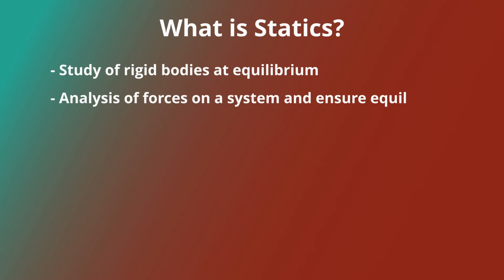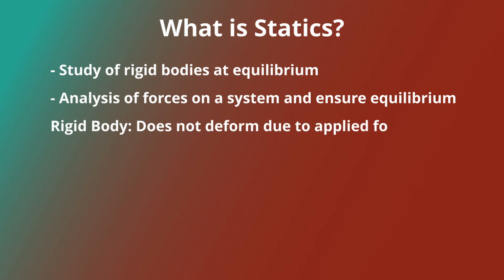system remains at equilibrium. Now, earlier I mentioned rigid bodies, and you might be wondering what those are. A rigid body is an object that does not deform due to applied forces. Essentially, that means that in this course you do not need to worry about the material properties of an object.